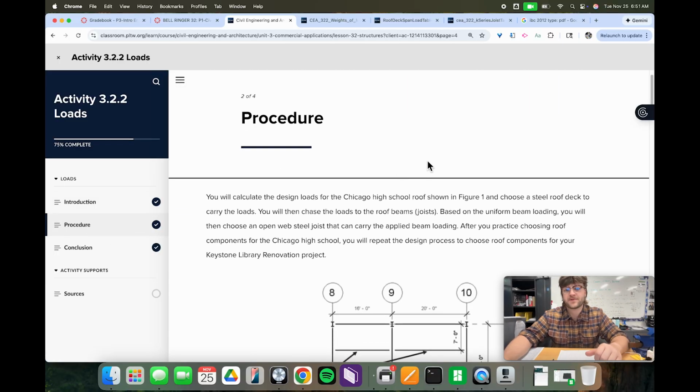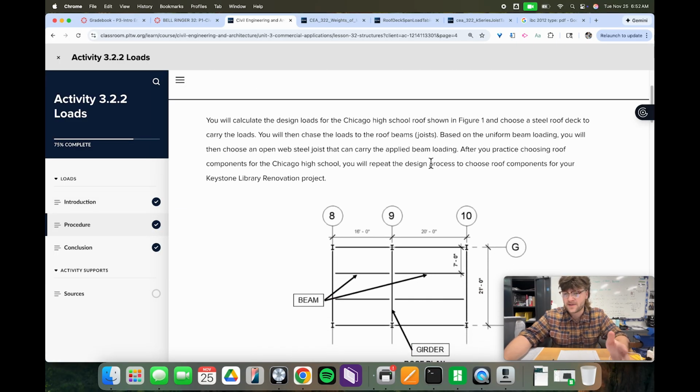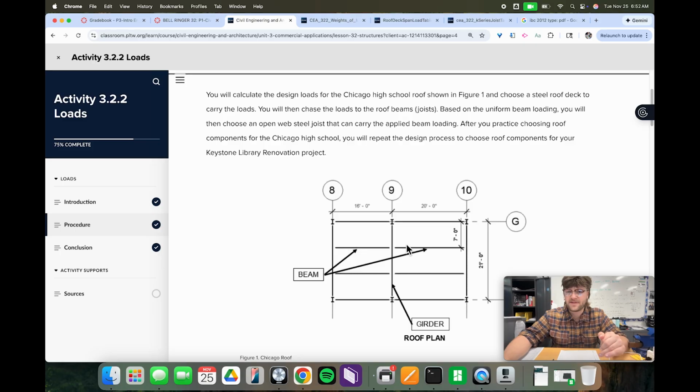Moving on with the procedure, we have a high school that's located in Chicago, and they have this roof diagram, or roof plan, shown in figure 1. They want us to choose a steel roof deck to be able to carry the loads. So we're going to have to chase the loads to the roof beam, the joist, and then based on the uniform beam loading, we're going to choose an open web steel joist that can carry the applied beam loading.